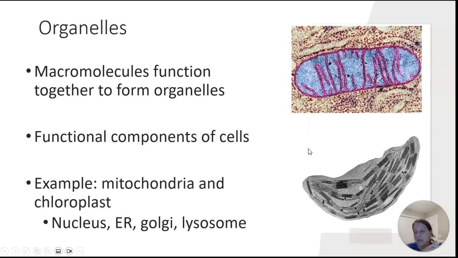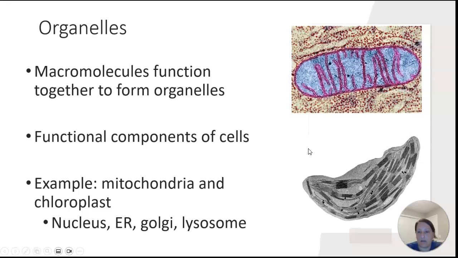And so organelles are going to be composed of macromolecules. Macromolecules that are going to be together functioning in unity to form a compartment inside of a cell called an organelle. These are the functional components of cells. Cells of eukaryotes, like us, are going to compartmentalize different functions. And so organelles allow this compartmentalization.